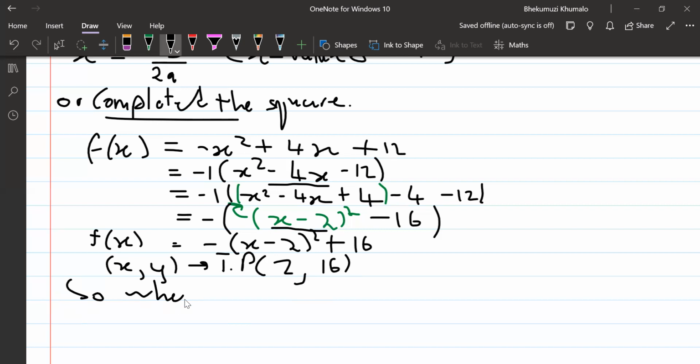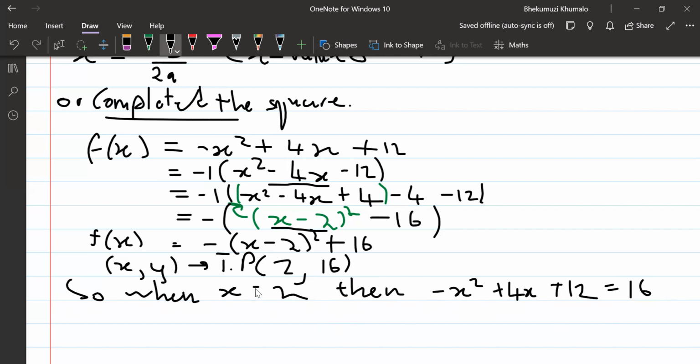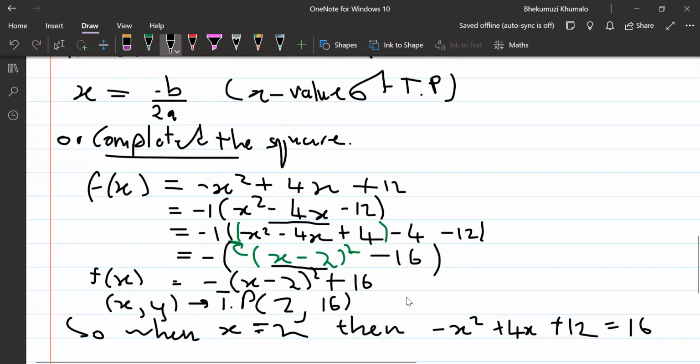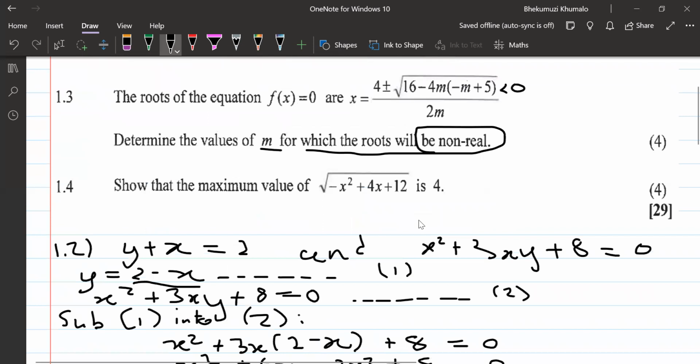So when x is equal to 2, then minus x squared plus 4x plus 12 would give us what? Would give us 16, right? When x is equal to 2, correct? And basically, if you look at this, remember the question said the square root of 4.